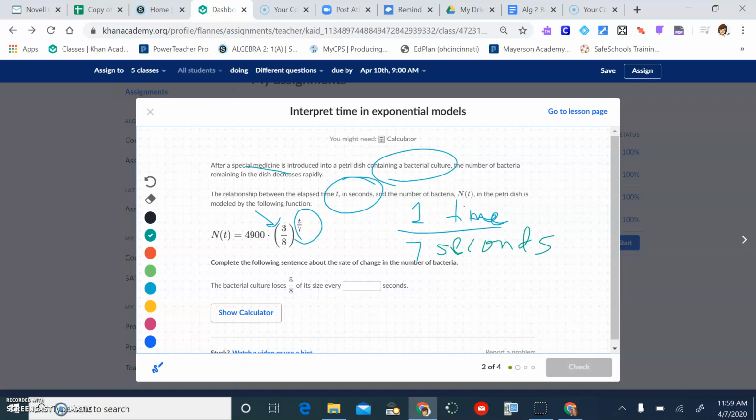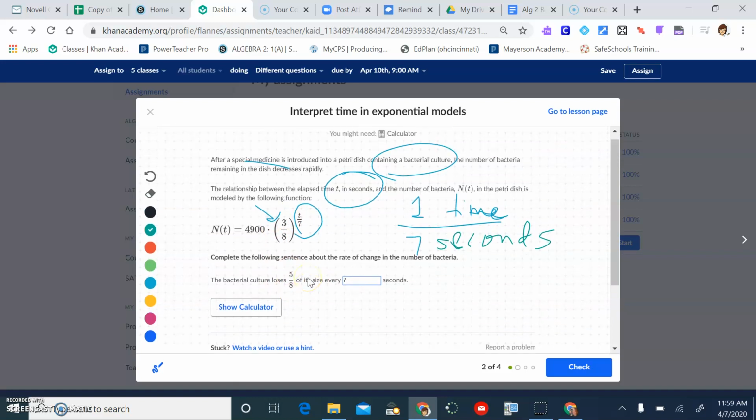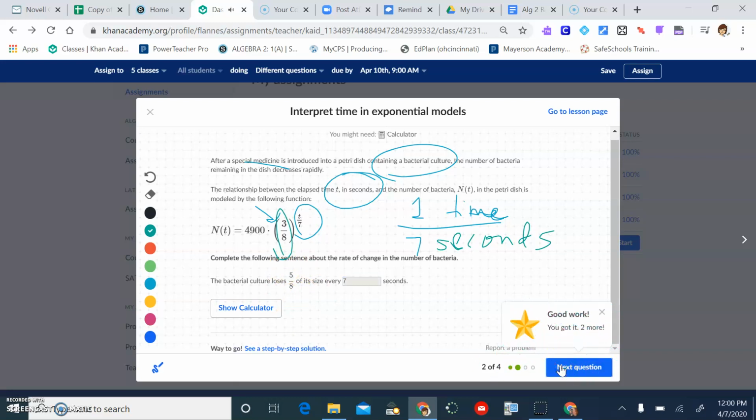Okay, so when they ask you down here, this factor is going to happen every blank seconds. Well, it's 7. Now, it might get a little confusing because it says 3/8 up here and 5/8 down here. And remember, that's just the way that they worded it. The way they're asking the question down here, it says the bacteria loses 5/8 because it only has 3/8 left every time. So it's losing 5 of those 8s every 7 seconds.